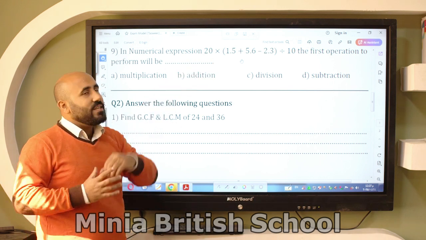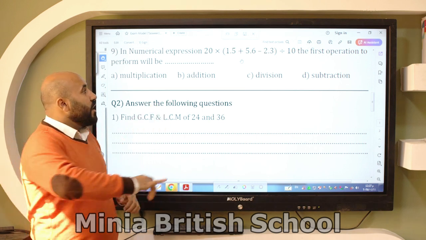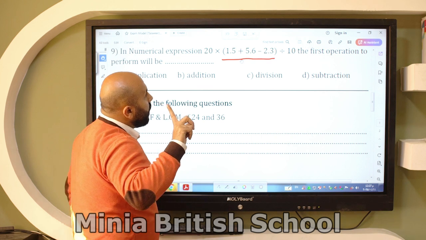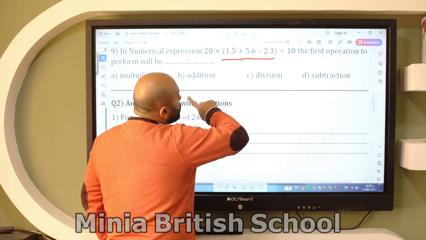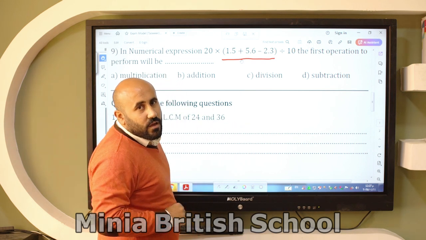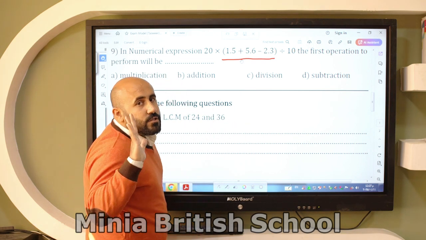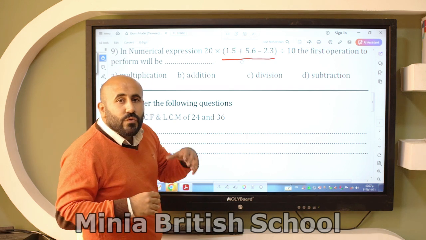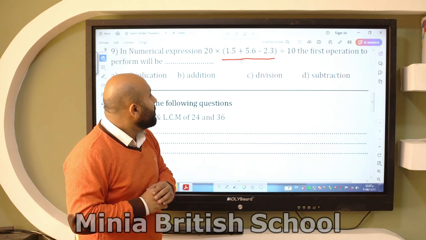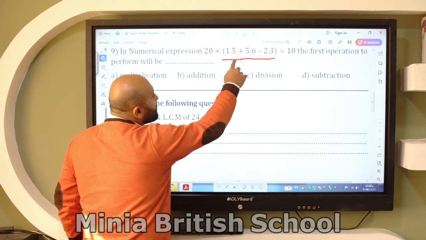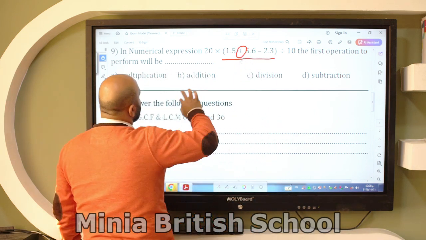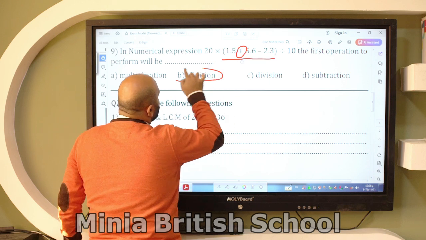And as you all see, I have a bracket, so I will see what is inside the bracket. But wait, I have addition and subtraction in the same bracket. What will I do? As you all know, we move from left to right. As you see, the first operation is the addition. So the first operation to perform is the addition.